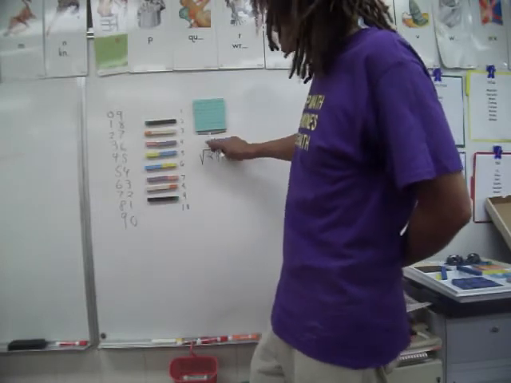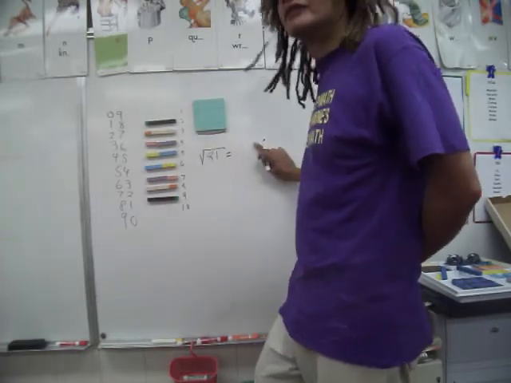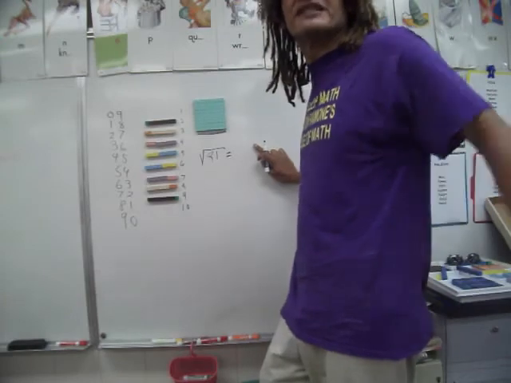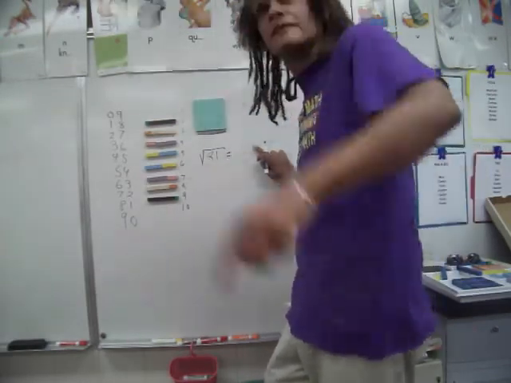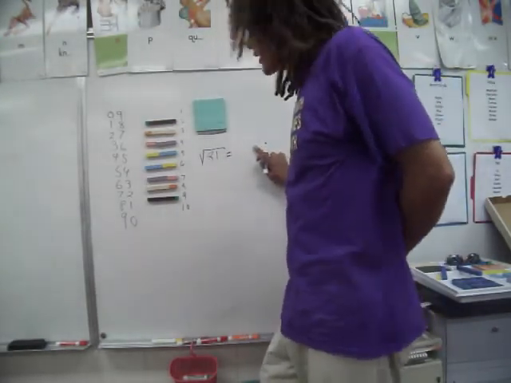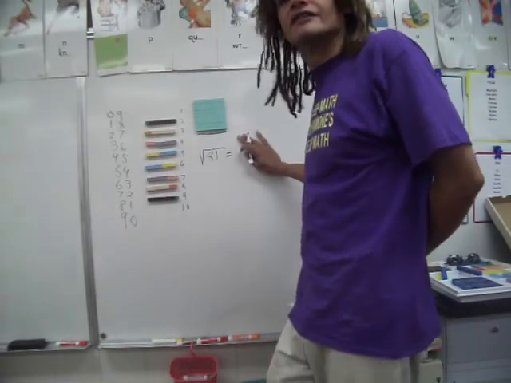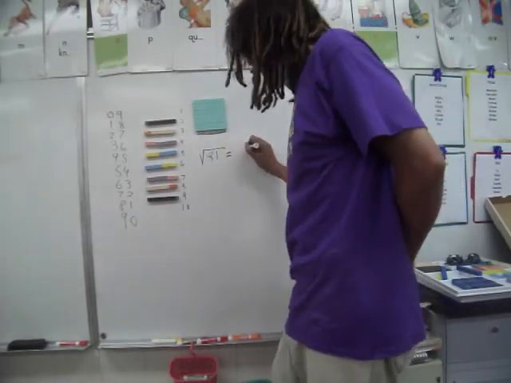Can anybody tell me what one side of the square is? Raise your hand. What is it? Do you see 8 right there? 9. He was fooling with me. Alright.